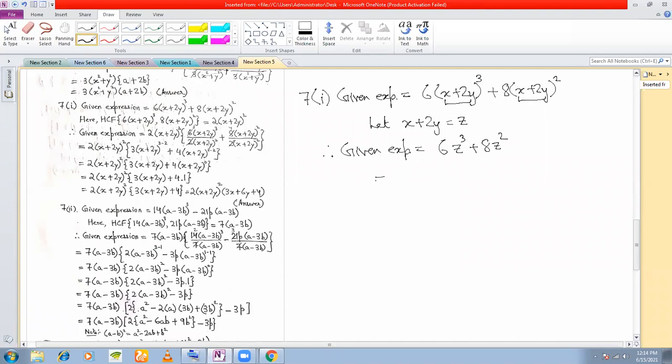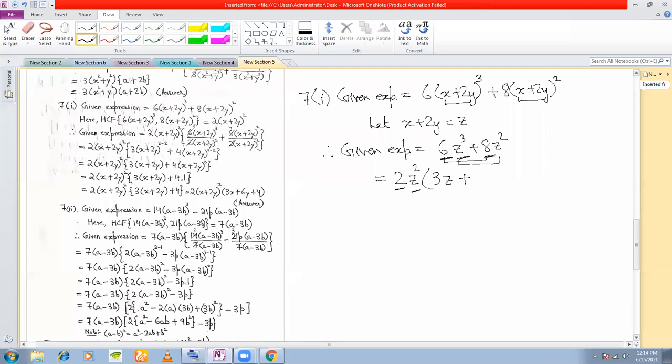Right? Now if you see, there are two terms in this, 6 and 8. The HCF of 6 and 8 is clearly 2. HCF of z cube and z square is z square. Okay, so I take out 2z square. Now see 6z cube. I have a 6 here and I have taken out a 2 from this 6. So 6 divided by 2 will give me a 3. I have a z cube here and a z square here. From z cube I have taken out z square, so I am left with z cube divided by z square, which is simply z.